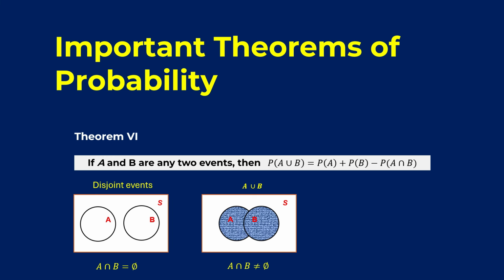The probability of A and the probability of B count all outcomes in A and B. However, the probability of A intersection B is included in both the probability of A and the probability of B. To avoid double counting, we therefore subtract the probability of A intersection B from the sum of the probability of A and the probability of B.